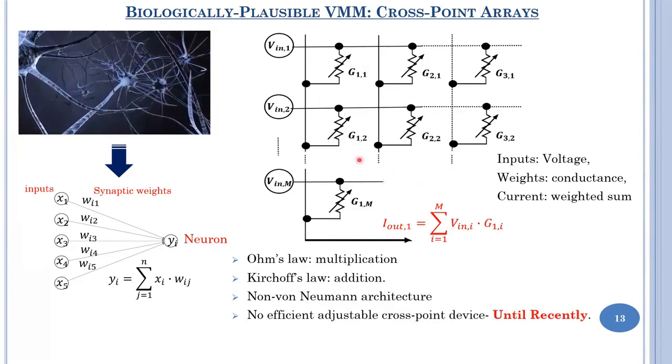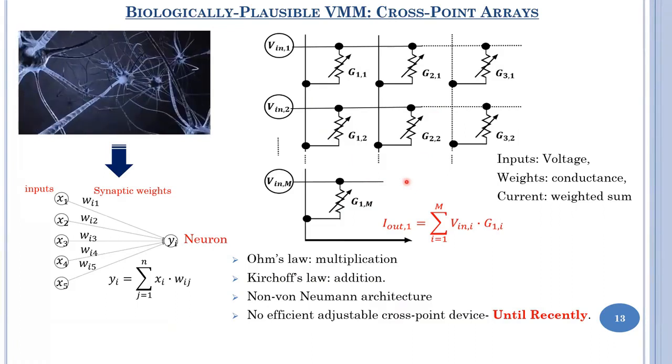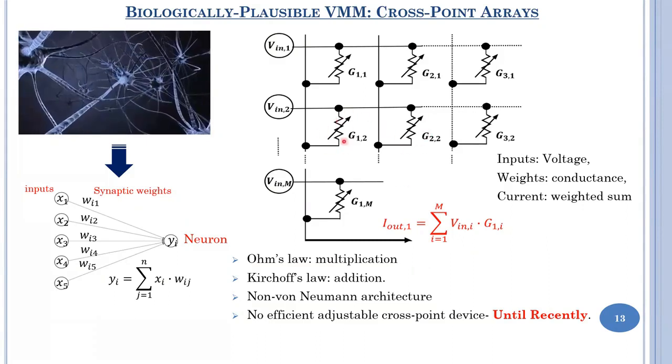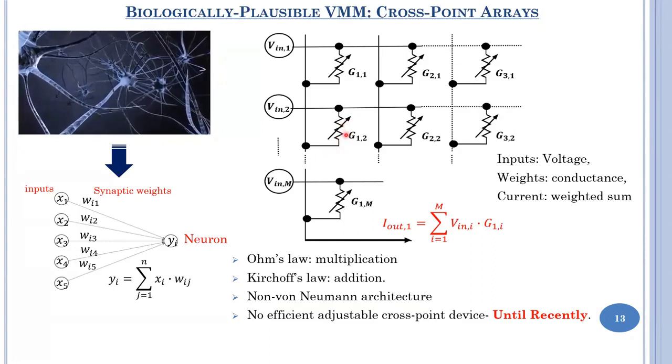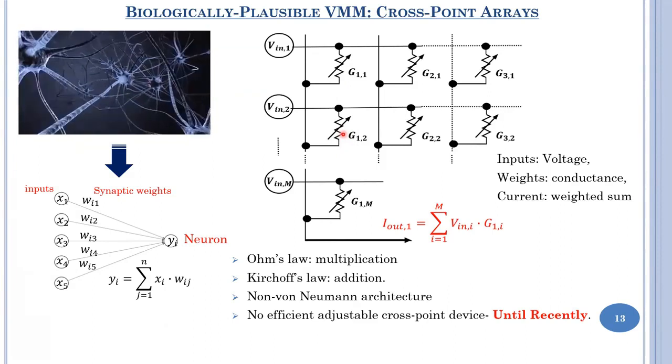However, the problem with this kind of architecture is that this is not new. It was invented by Professor Carver Mead of Caltech in the 1980s itself. The reason it did not grab much attention of the scientific community is simply that these two terminal adjustable conductances were not there. So what are the properties that these adjustable conductances should have? First, they should show you different values of conductance or different values of resistances. Second, you should be able to tune these values to any particular desired value that you want. And third, these conductances should also store their values for a particular amount of time, which is typically 10 years in terms of industry standard.